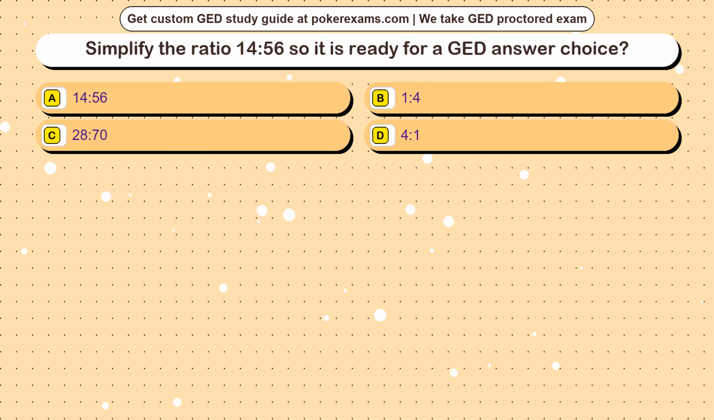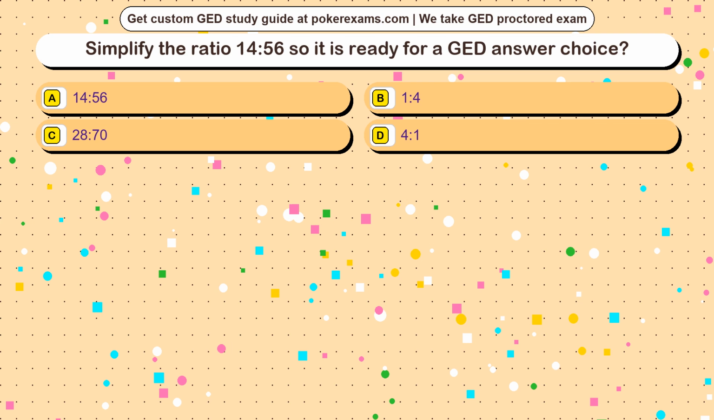Question 13. Simplify the ratio 14 to 56 so it is ready for a GED answer choice. Option A, 14:56. Option B, 1:4. Option C, 28:70. Option D, 4:1.